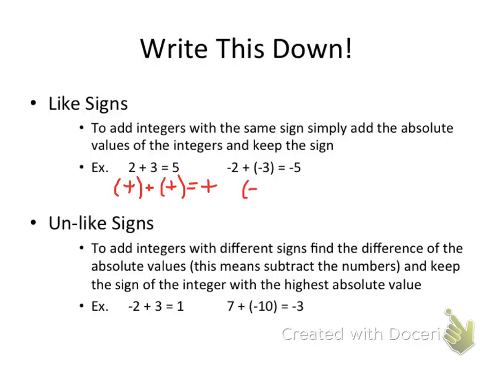A negative plus a negative will equal a negative. But then when you get down here to the unlike signs, you can see that when you add integers with different signs, you find their difference. We're actually subtracting the numbers, and it's always going to be subtract the smaller absolute value from the larger absolute value. So when we look at -2 and +3, we want to take 2 from 3, which is 1.